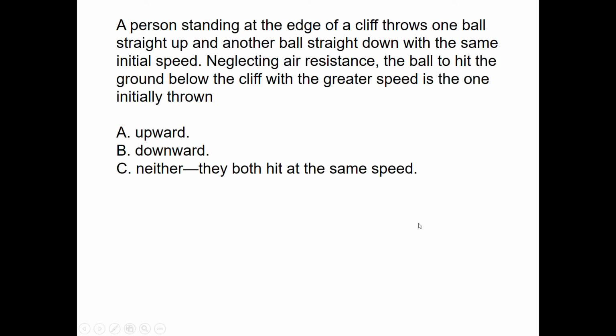All right, this question always generates some controversy when I've used it in class before, and we usually have a lot of discussion about it. There are usually quite a few people on both sides of it, in all 3 answers, I would say. The correct answer is they hit with the same speed.